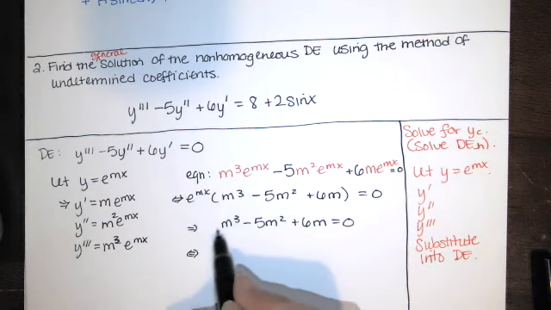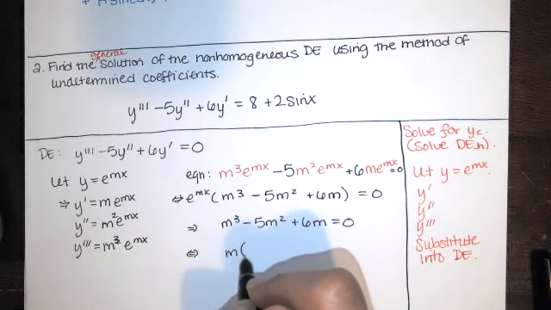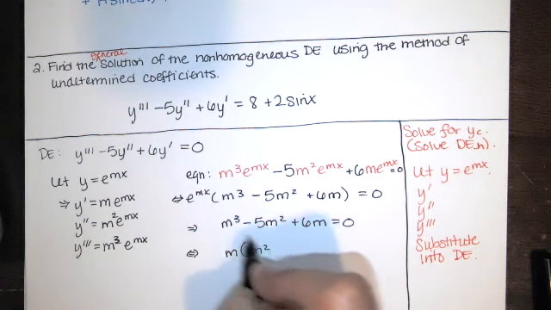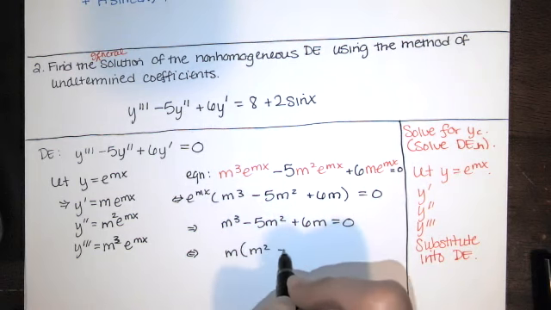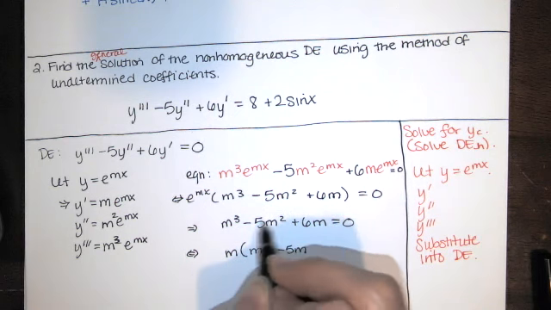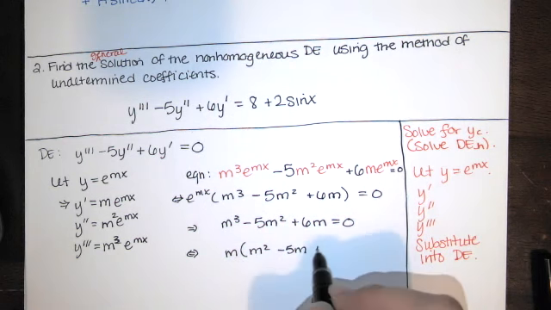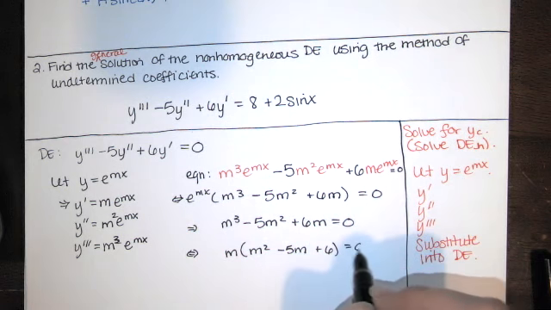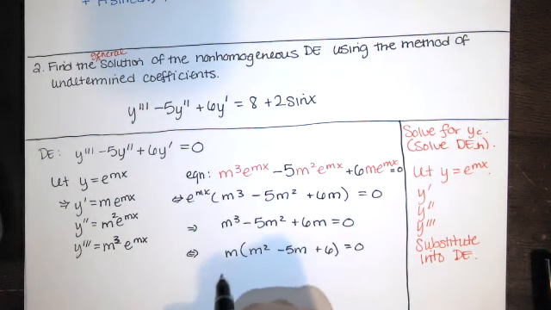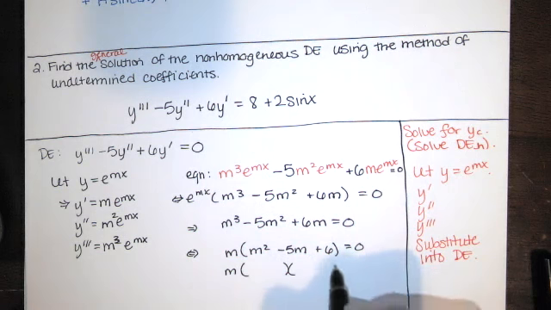Let's factor that as much as possible. Notice that we have a greatest common factor of m. M times m squared gives us m cubed. M times negative 5m would give us negative 5m squared. And m times a positive 6 would give us that last term. And then we've got something quadratic that factors quite easily.